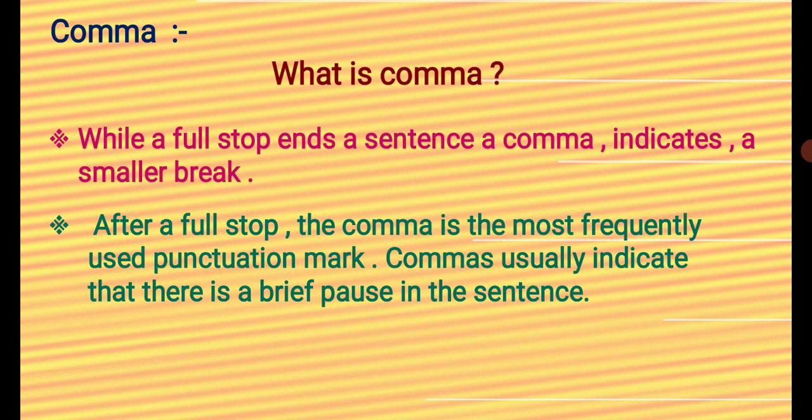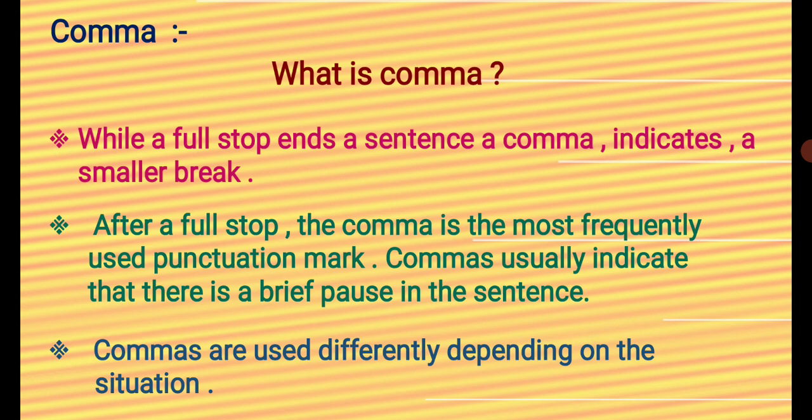After the full stop, the comma is the most frequently used punctuation mark. Commas usually indicate that there is a brief pause in the sentence. It means that if we are talking about something and so many things are there in the sentence, then after one thing after another we have to take a small pause, a small break in the sentence. At that time we put a comma. Commas are used differently depending on the situation. So in different situations we will use commas.